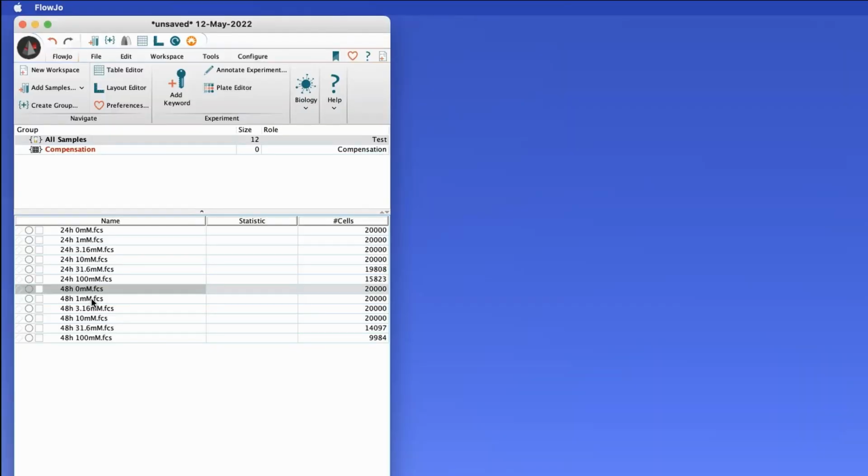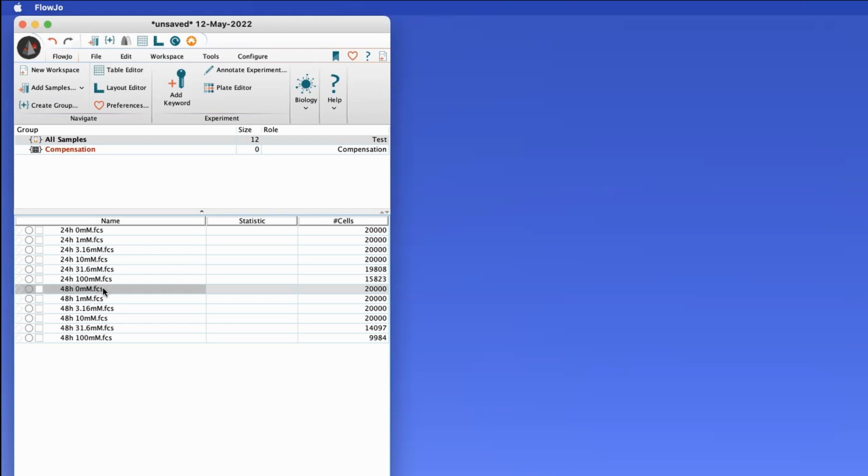Today, we're going to be talking about how to analyze Annexin V PI staining in FlowJo. Let's take a look. All right, as you can see here, I have my samples already populated into my workspace, 2 different time points, 24 hours and 48 hours, with various concentrations of the treatment used.